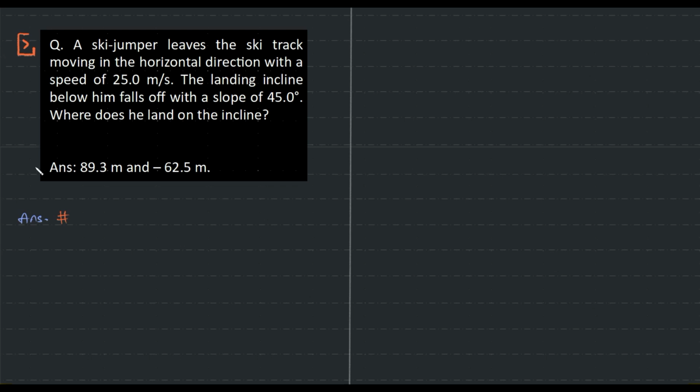See guys, for this you need to search ski jumpers. That will make it much easier for you to understand what exactly this question is about. So web search that.